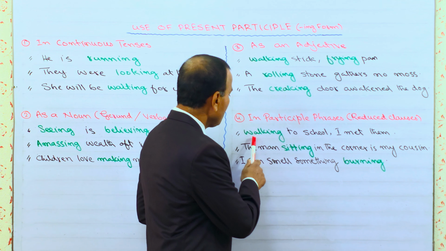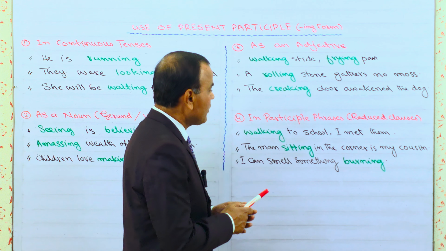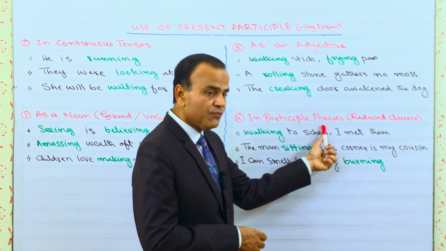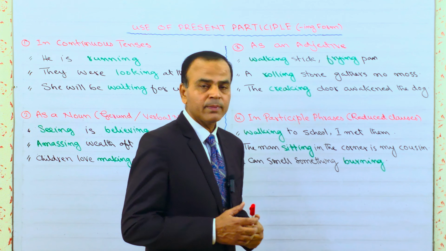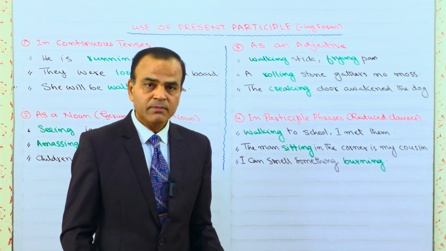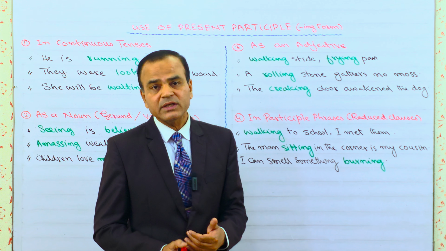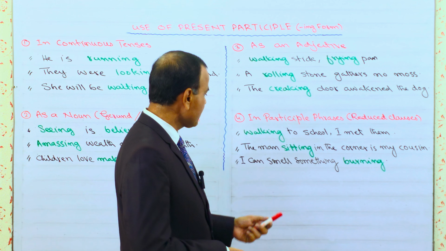So here, walking will be considered the ing form of the verb and used in a participle phrase, because this is called a participle phrase: walking to school. What is a phrase? What is a clause? What is a sentence? If you want to know more about that, please watch my specific videos on these topics.